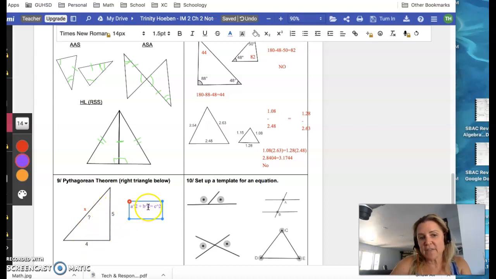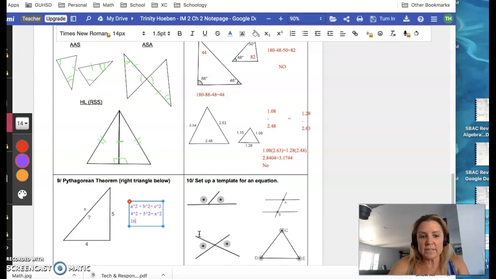Legs always plug in for the A and the B. The third side that we don't know is the longest side, obviously opposite what they're trying to say is the right angle here. So we'll call that one X. Okay, so we're going to have 4 squared plugged in for the first leg plus 5 squared plugged in for the other leg. We're going to set that equal to X squared, and then we're going to start to simplify.